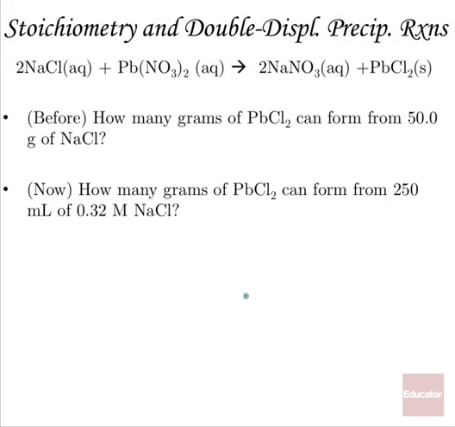All right then, let's move on to the next application of what we learned last time in stoichiometry. And the good news about this is it's going to be all familiar. So this is stoichiometry and double displacement precipitation reactions. All right. So, before, we tackled the following question. How many grams of lead chloride can form from 50 grams of NaCl? We know how to do this. We went from grams of A to moles of A, and then to moles of B, and then on to grams of B. Everybody remember, this is what we called a mass-to-mass conversion.